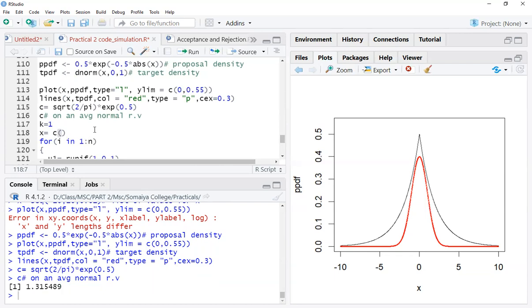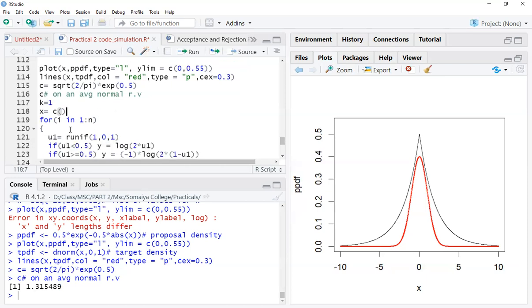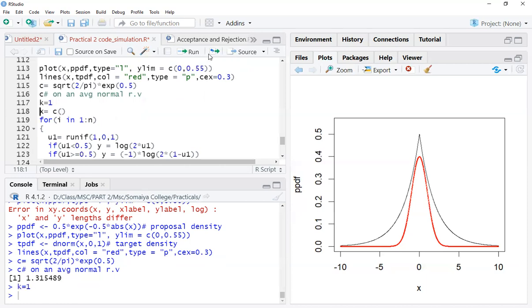I will share the practicals with you today so that you can get an idea of how the practical problem is solved. Just a second. So let's start with the counter, so k is 1. We are creating the empty vectors.